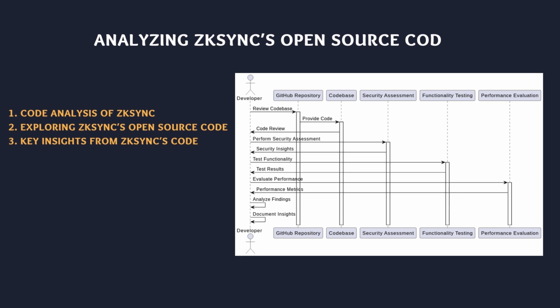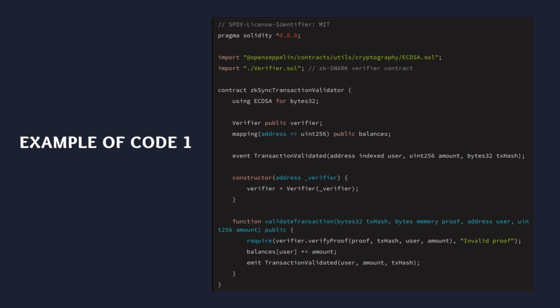4. Security is a top priority in zkSync. The code includes several layers of security, from cryptographic proofs to formal verification methods, ensuring that the system remains secure against potential attacks. To illustrate these points, let's look at some specific code snippets from the zkSync codebase. Here is an example that shows how zkSync handles transaction validation using zk-SNARKs.